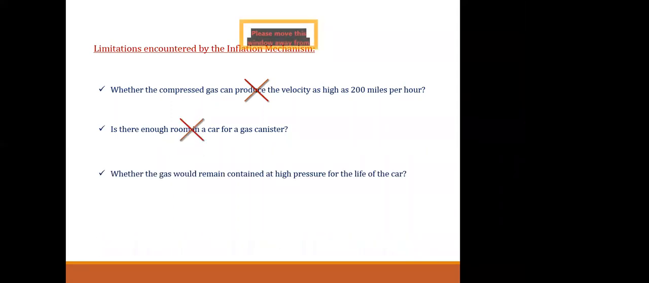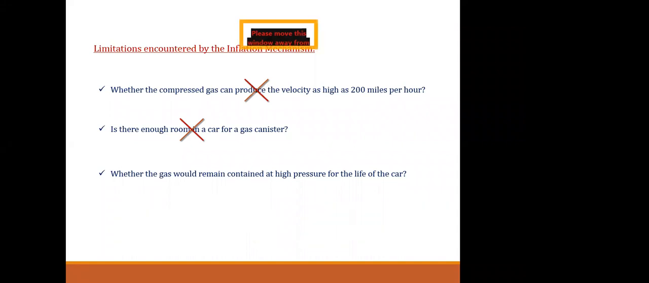Right? The next question. Is there enough room in the car for a gas canister? Not only a single gas cylinder. Nowadays, a compact SUV like your Ford EcoSport has 6 airbags inside the vehicle. Got it? So you need 6 gas cylinders to be placed inside your cabin. Do you have enough room for that? Absolutely not. Got it. The third one.